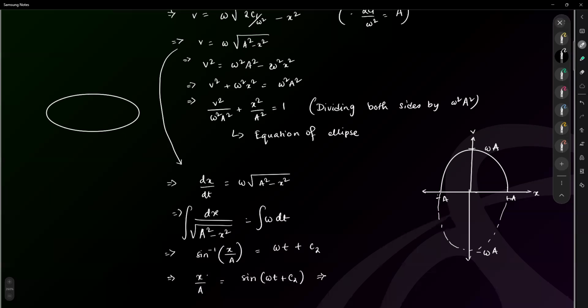That is, x equals a sine. Now put c2 equal to phi. What is phi? Phase constant. So x equals a sine omega t plus phi. This is the equation of SHM.